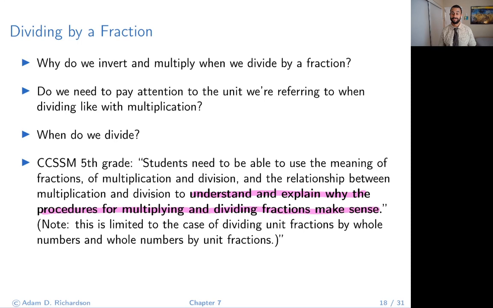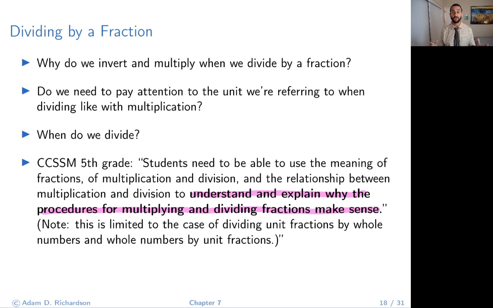Why? Well, that's why that one teacher in the video, she was like, well, they were just being good students. Just don't ask why. Just invert and multiply, right? Yeah, that was my mathematical upbringing. We ain't about that anymore. We're not going to do that anymore, right? All right. So one thing to say is that this is limited to the case of dividing unit fractions by whole numbers and whole numbers by unit fractions. So what we're going to do next is we're going to do exactly that, and we're going to explain and explore why we do that.